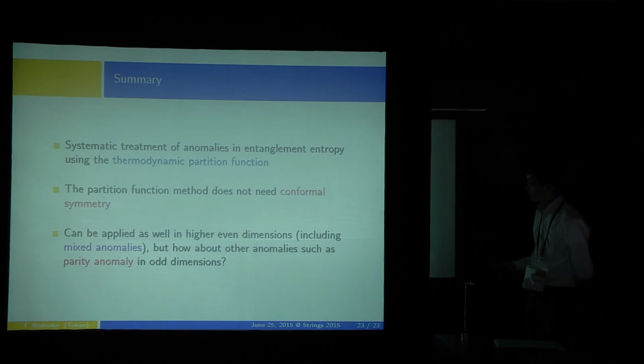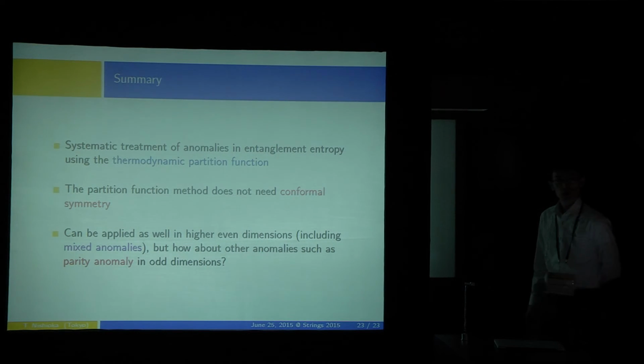So you can apply it to any quantum field theory as long as you have U1 isometry. It can also be applied to higher dimensional field theories, but basically I exclusively considered the even dimensional case. I think it would be very interesting to consider the parity anomaly in odd dimensions, but I haven't looked at it carefully. Hopefully I'd like to address these types of questions in the future. Thank you very much.